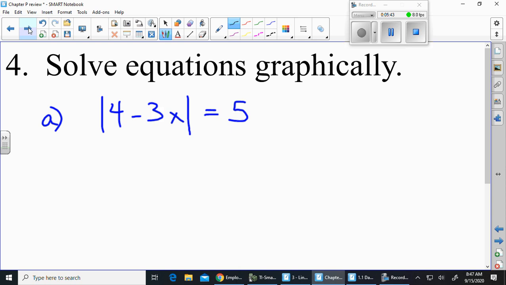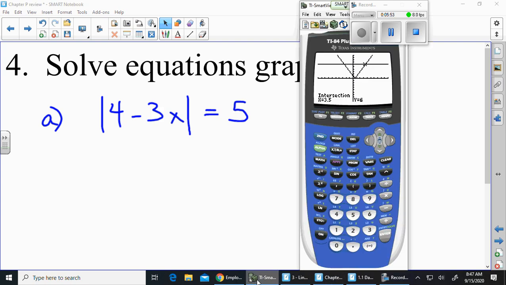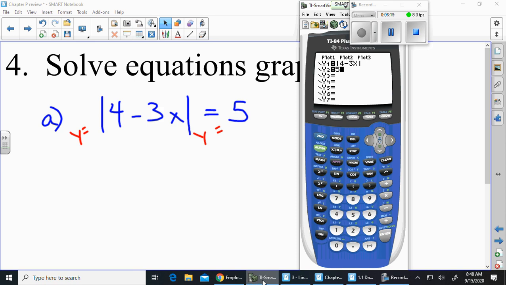Solve graphically. You guys can use Desmos or you can use a graphing calculator. I'm showing with a graphing calculator, but if it says graphically, no work. So I would have the absolute value of 4 minus 3x. And then I would do this one probably with intersections. So I'm going to do y equals and y equals. And I graph that.